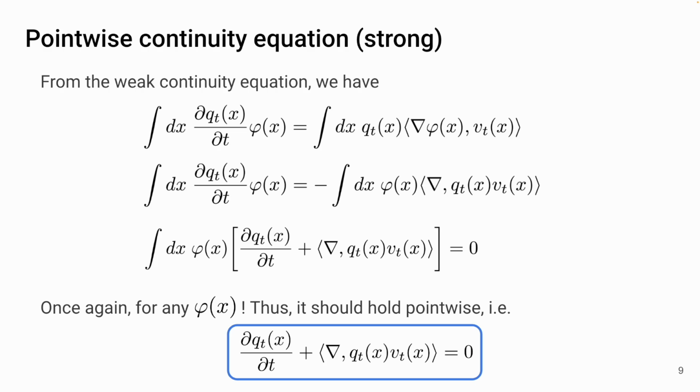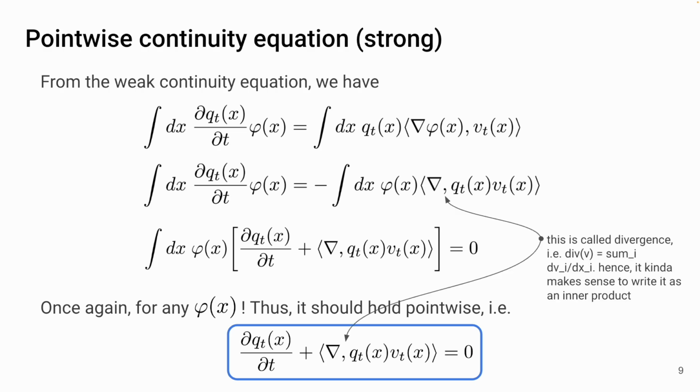Maybe you've seen it before in this form. One quick note is that the operator here that I've been using is called the divergence, and this is just a sum of derivative v_i over dx_i, and that's why it makes a lot of sense, and it's very intuitive to write it down as an inner product.